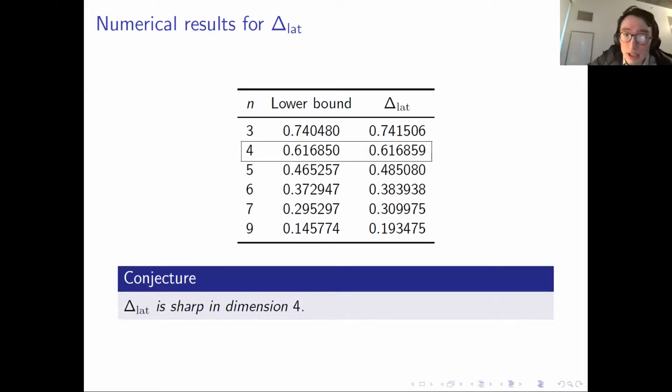But one thing that is interesting is this line in dimension 4, where it looks like delta lat is sharp, or it's at least sharp to maybe 5 decimal places. So we conjecture that it's actually sharp in dimension 4. You might be suspicious about dimension 3 as well if you're very optimistic.